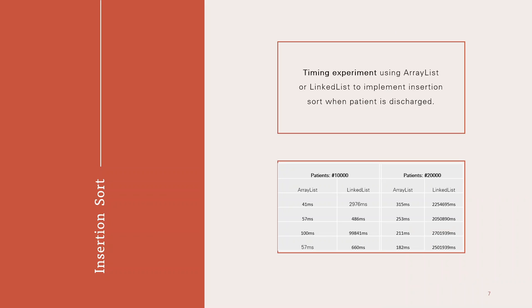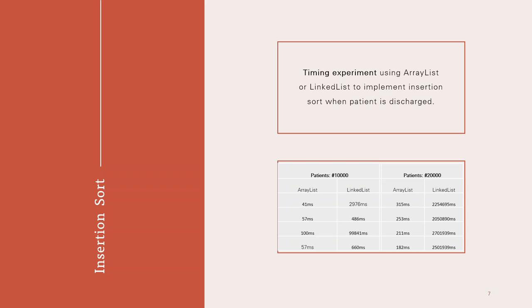And just for fun, I conducted a timing experiment where I compared the amount of time it takes to sort discharged patients using an array list versus a linked list. I ran the program 8 different times to capture the variety of different patient priority cases that can occur in a program. When the program sorted 10,000 patients, an array list on average was 400 times faster, ranging anywhere between 41 to 100 milliseconds. A linked list, on the other hand, ranged anywhere between 486 to 99 seconds.